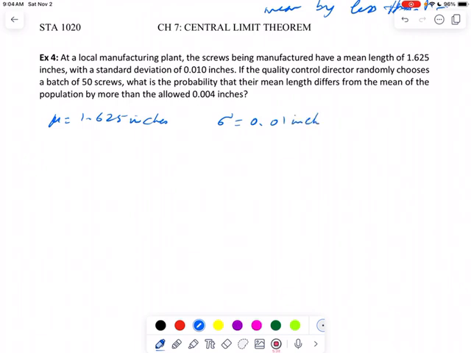If a quality control director randomly chooses a batch of 50 screws, so N is 50, what is the probability that the mean length differs from the mean of the population by more than 0.04 inches?